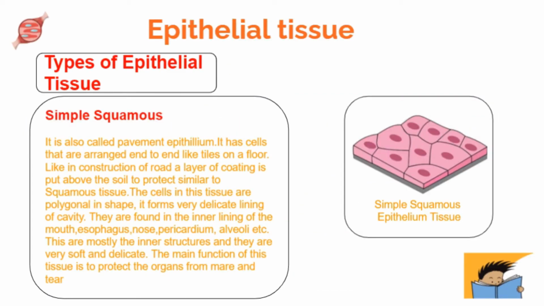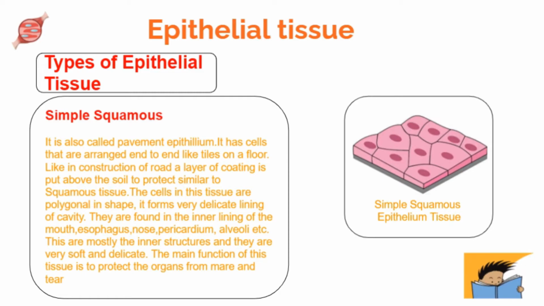The first one is the squamous epithelium. It is also called pavement epithelium. The name is a little bit different, meaning they are providing another name for squamous epithelium. It has cells that are arranged end to end like tiles on a floor.